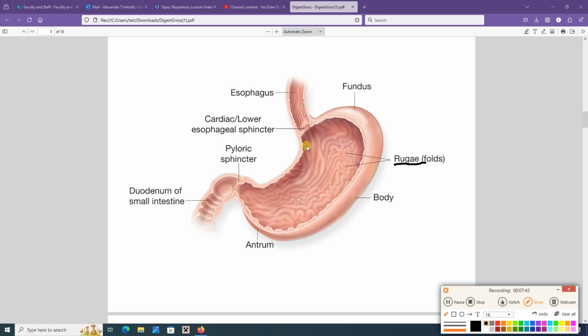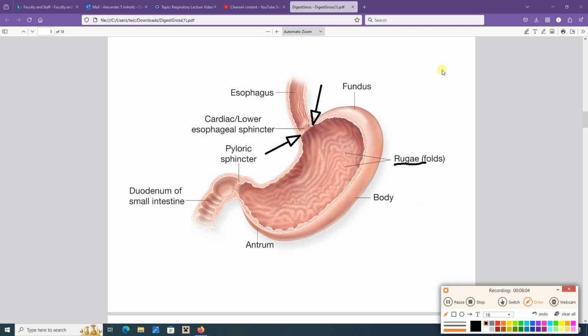Now, when you swallow, you have to open a sphincter, and the sphincter is called the cardiac, or the lower esophageal, or the gastroesophageal sphincter. And you open it to let food in, but it also stops digestive stuff from going backwards.